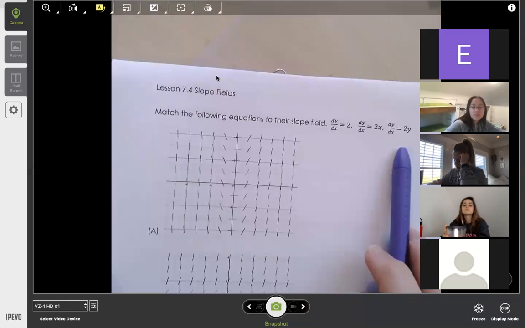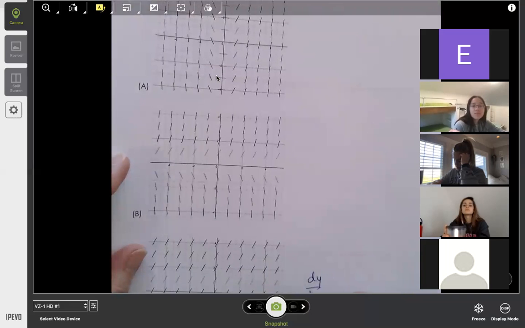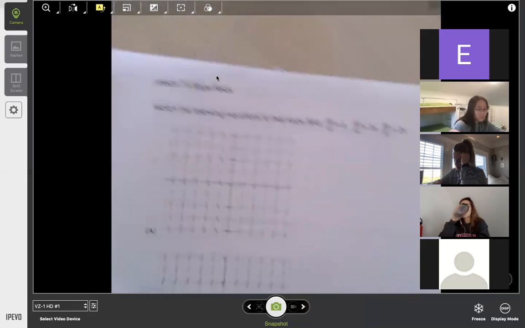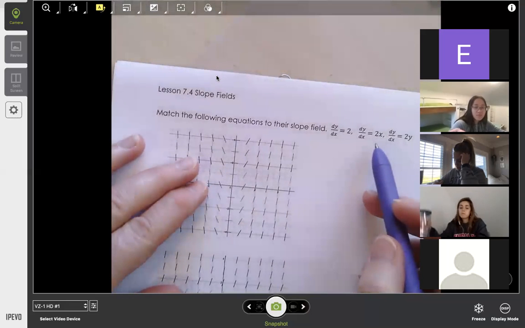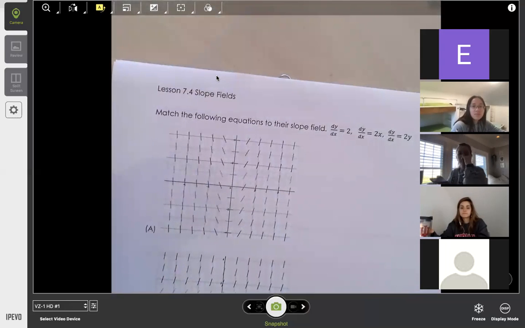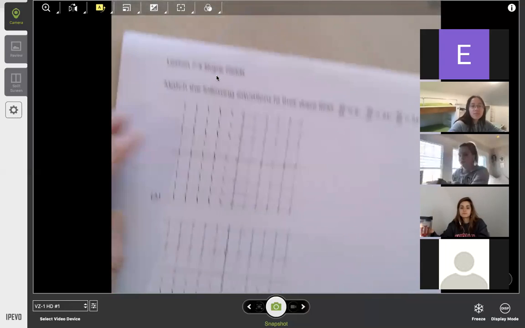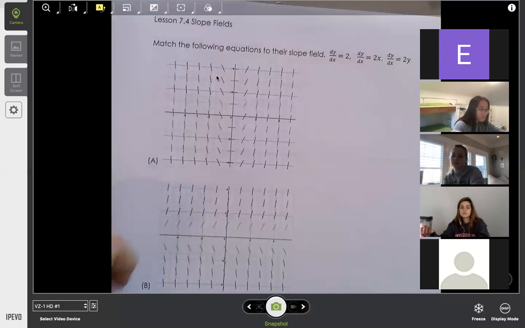What do you think, George? I think the first one. Yeah, exactly. The slope is always 2. And then of these two, which one would be the 2x? The A or the B? Oh, the 2x. I think that would vary based on x, so it would be A. Yeah.